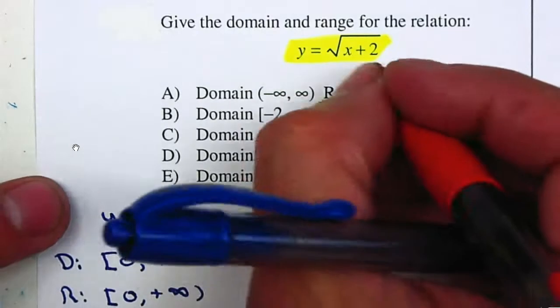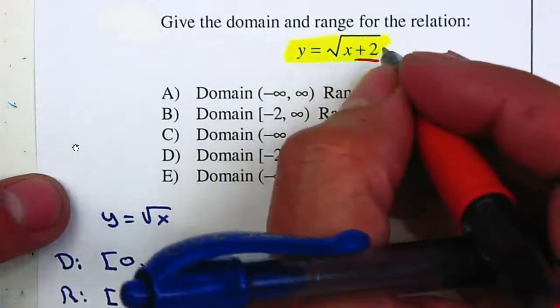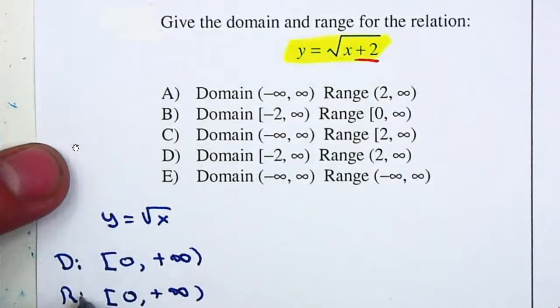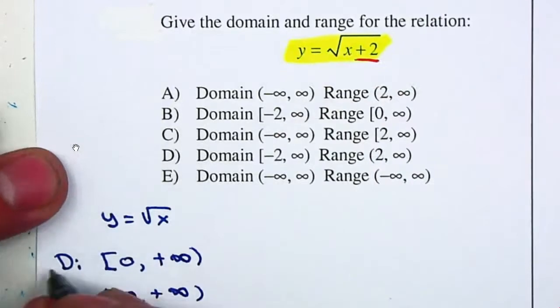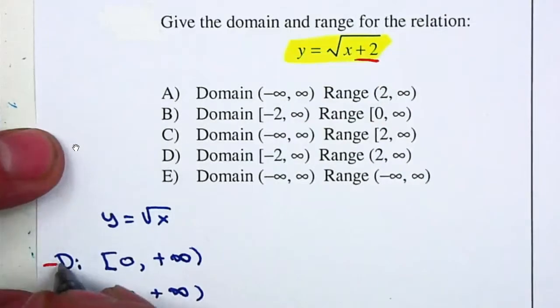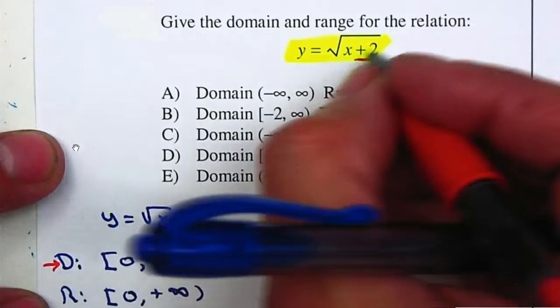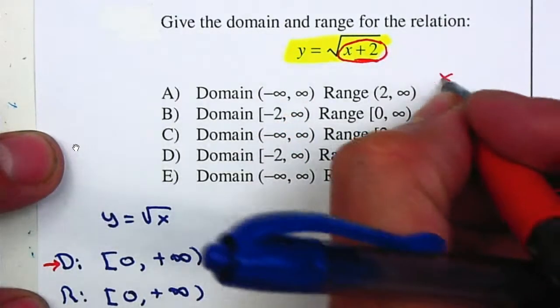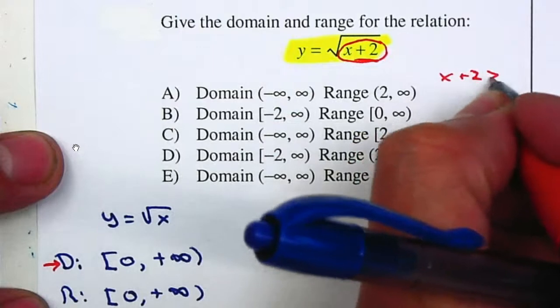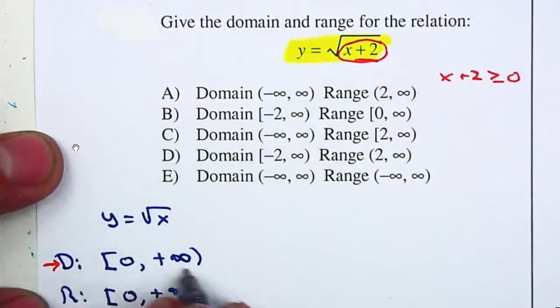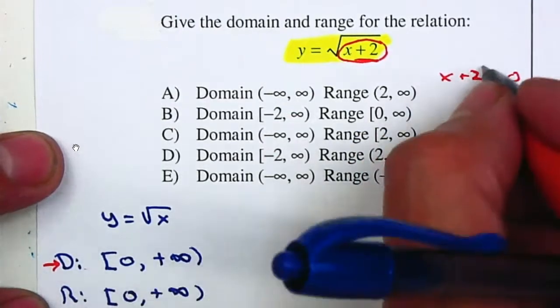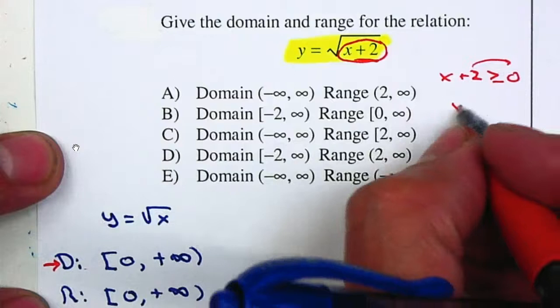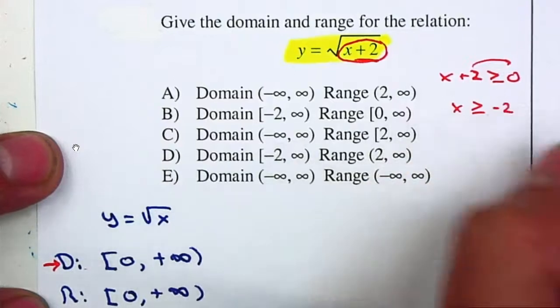Next, I need to think. The plus 2 is inside. So what's that going to affect, the domain or the range? If it's inside, it's going to affect your domain. Remember, whatever's inside, x plus 2, has to be greater or equal to 0, as we talked about. So therefore, if I move the 2 to the right, x has to be greater or equal to negative 2.